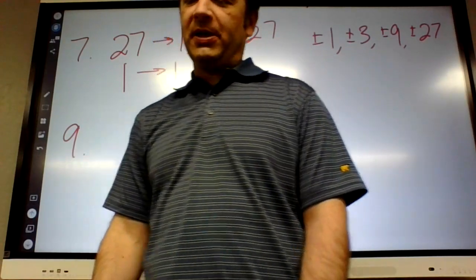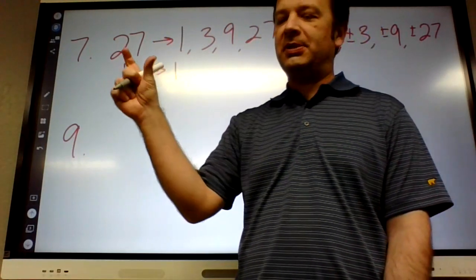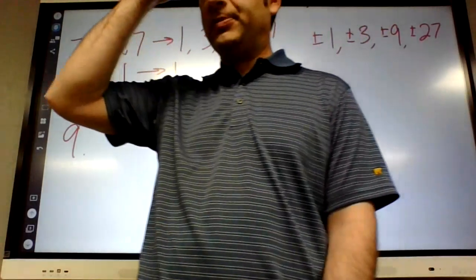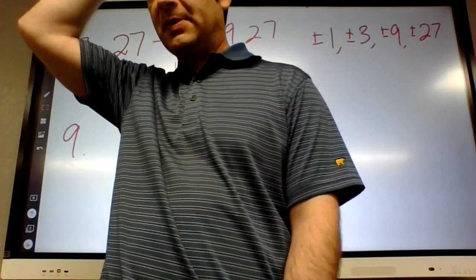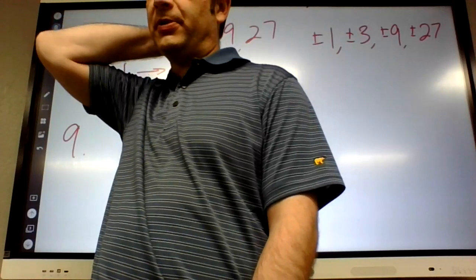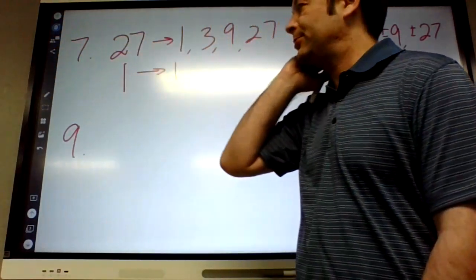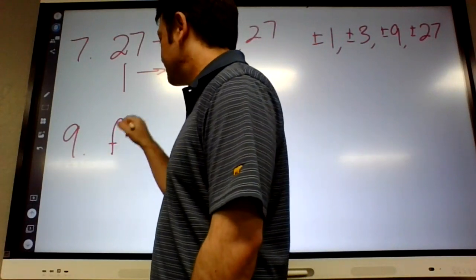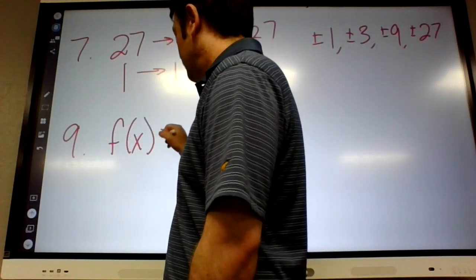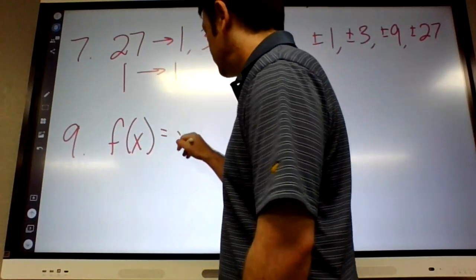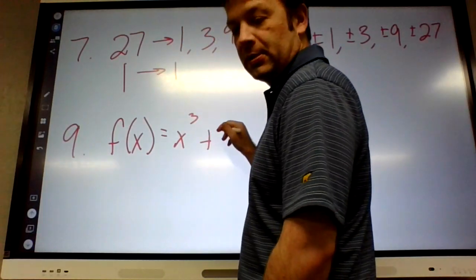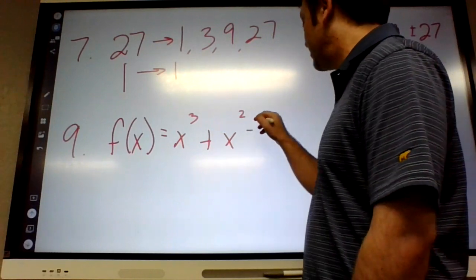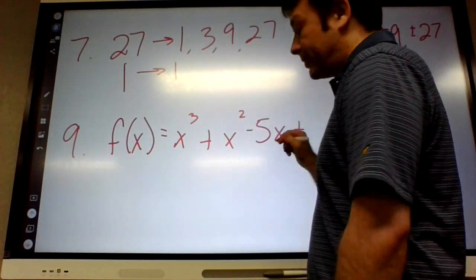Okay, number 9. So it starts the same. State the possible rational zeros for each function, which is the same thing as the roots. But then find all the rational zeros. In other words, we actually have to solve this one. So we're gonna have to learn a little bit. I tried to introduce this yesterday, but we'll go through the whole thing today.